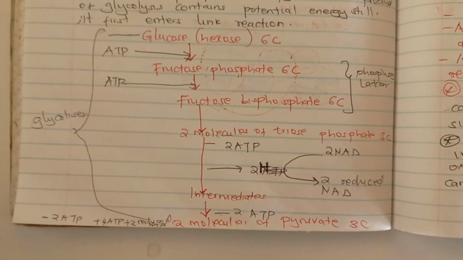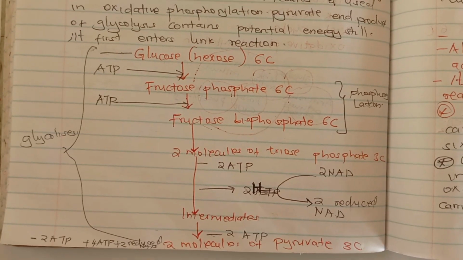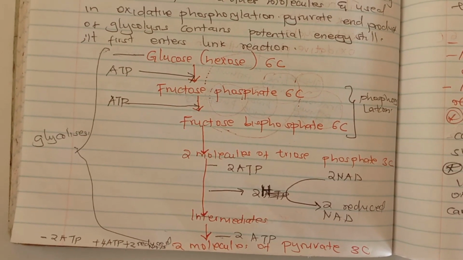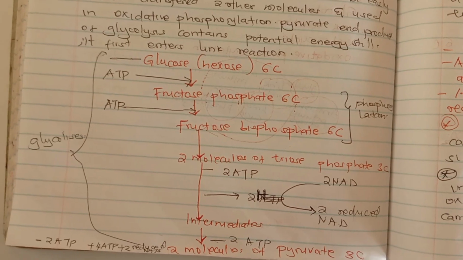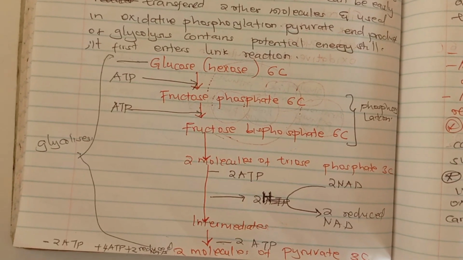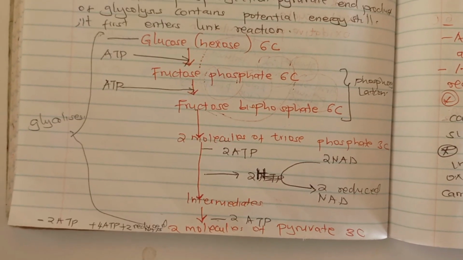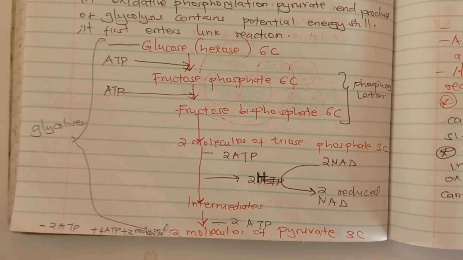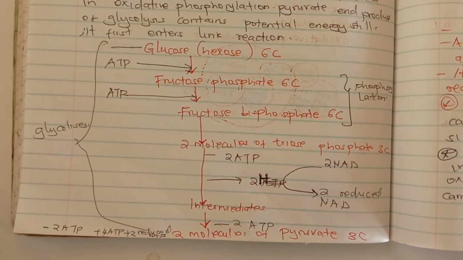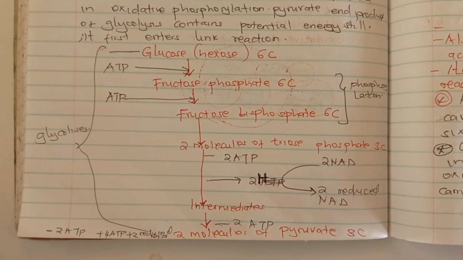So look at this. This is the process of glycolysis, in which glucose is a hexose sugar. It has 6 carbons. With the use of ATP, glucose is converted into glucose phosphate, and then another phosphate is added to make fructose 6-phosphate. Then it is converted into fructose bisphosphate, which splits into 2 molecules of triose phosphate, that is 3C. So 2 ATP are used, and you can see 2 NAD are reduced into 2 reduced NAD, and then 2 molecules of pyruvate are released.